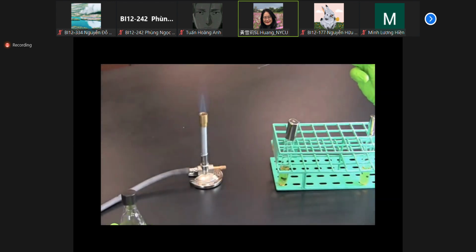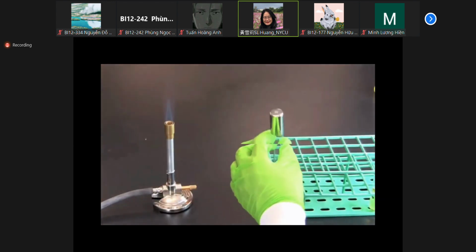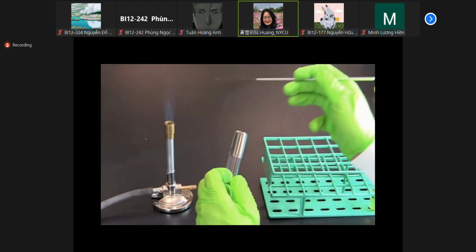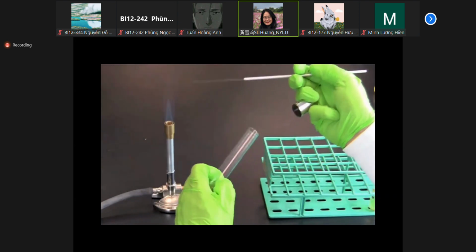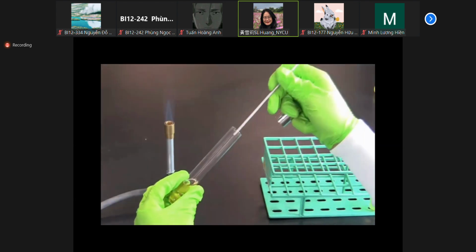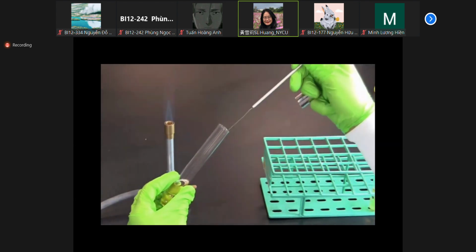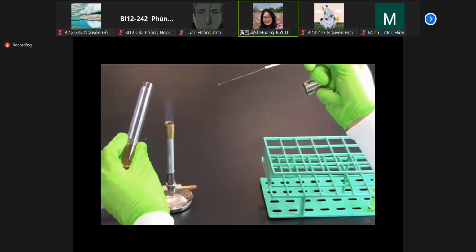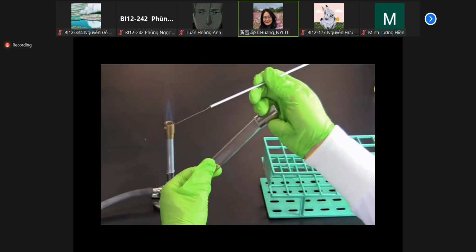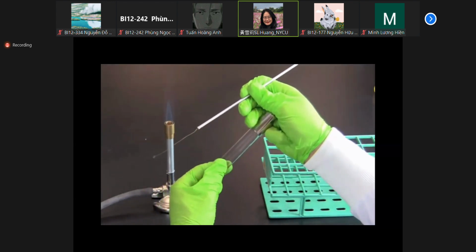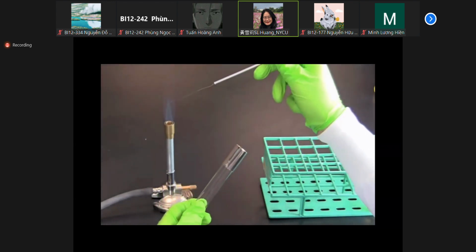Now take the tube of liquid media and pass the mouth through the flame. Then dip the loop with bacteria into the tube. Flame the mouth of the tube before replacing the lid. Flame the loop to sterilize.